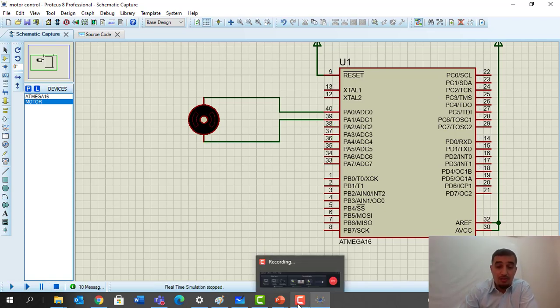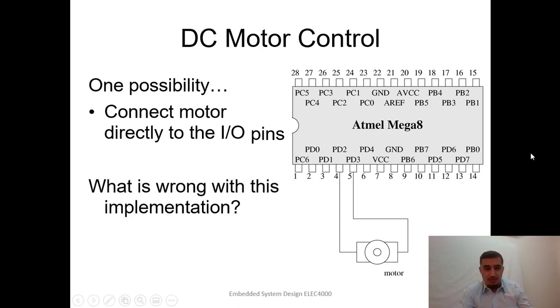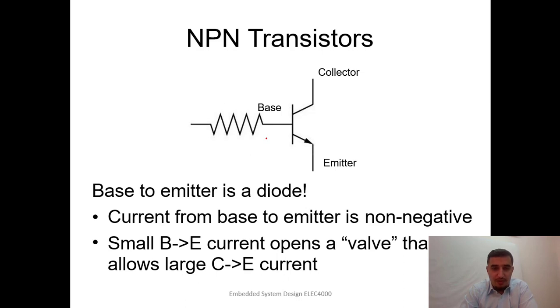Then how do we drive a motor from a microcontroller? In order to drive a motor from a microcontroller, we need to think more about that. First of all, you can see here that if we connected this connection, we are not going to have the implementation right, because the input output pins can only source or sink 10 milliamps. This is not very much when it comes to motors. Then how do we fix this problem? We fix it with an NPN transistor.